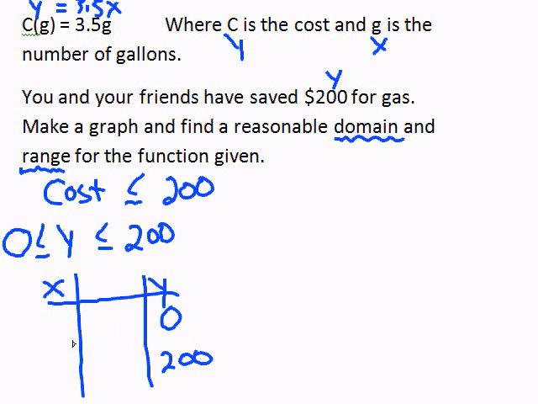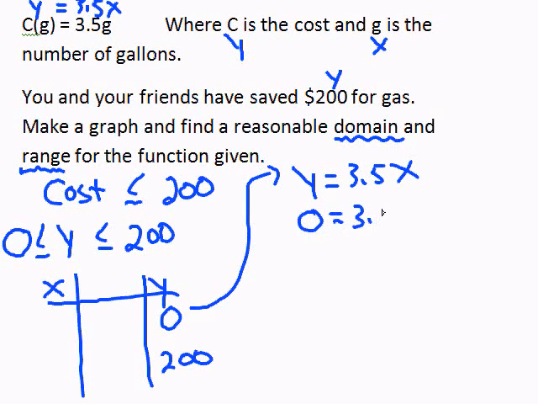How do we find our x values if we know our y values? And the answer to that question is make an equation. Our y values are equal to 3.5 times our x values. So if y is 0, we can solve for x by dividing both sides by 3.5.